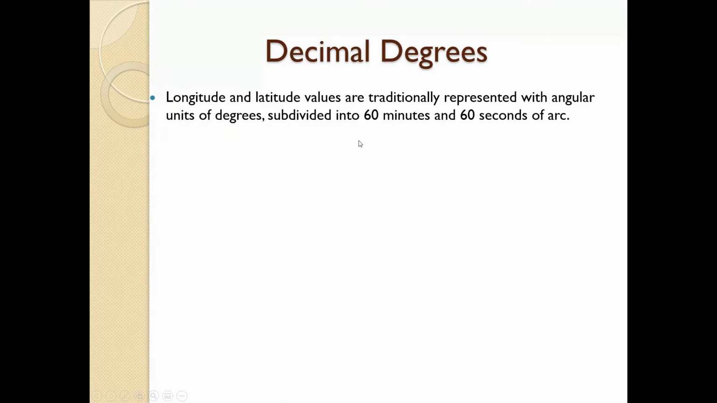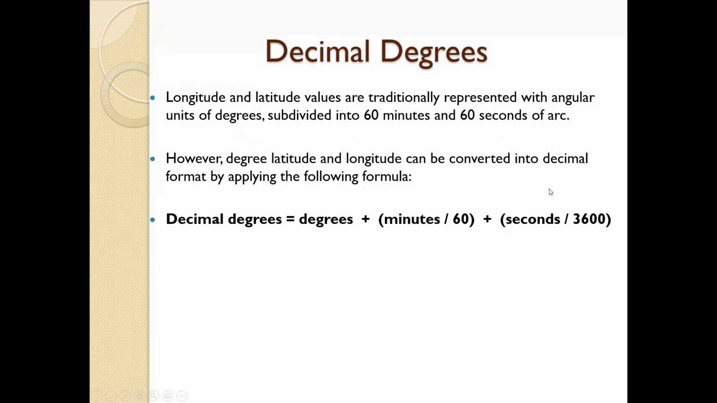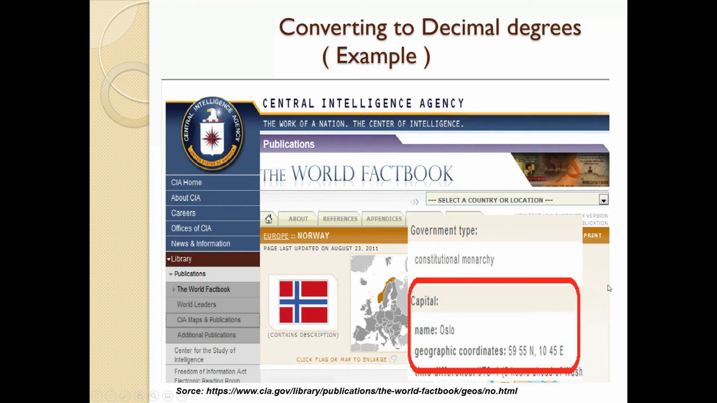the longitude and latitude values have typically been represented by angular units of degrees that you divide into 60 minutes and 60 seconds of arc. However, you can convert it into decimal format, which is most likely used on these maps that we populate using Google Maps, etc. In order to do that calculation, you need to say decimal degrees is equal to degrees plus minutes divided by 60 plus seconds divided by 3,600. So here, let's look at an example.